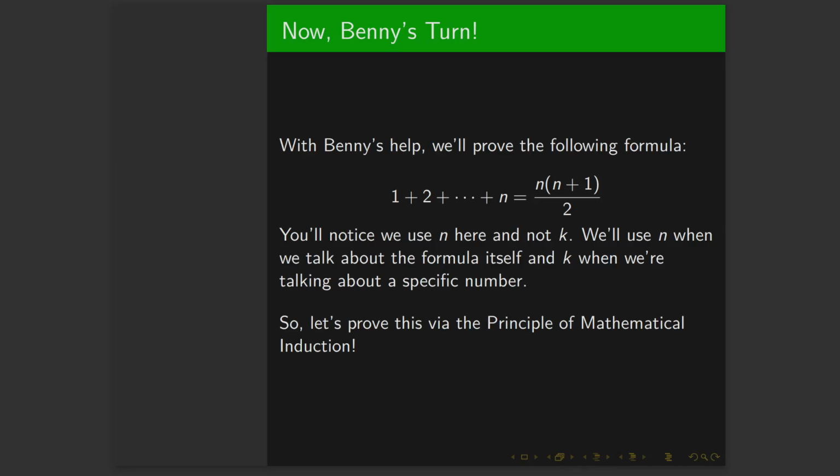There's actually a small caveat that I want you to notice here. We'll use n when we're talking about the formula itself and not k. We'll only use k when we're talking about a specific number. So for 1 plus 2 plus, let's say all the way to 10, we'd use k equals 10 for that example. But for the formula itself, we're going to use n. So let's prove this formula with Benny's help via the principle of mathematical induction.